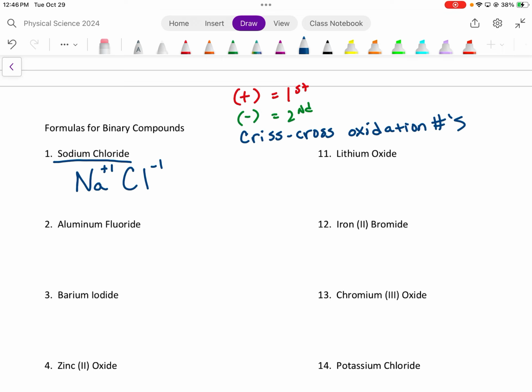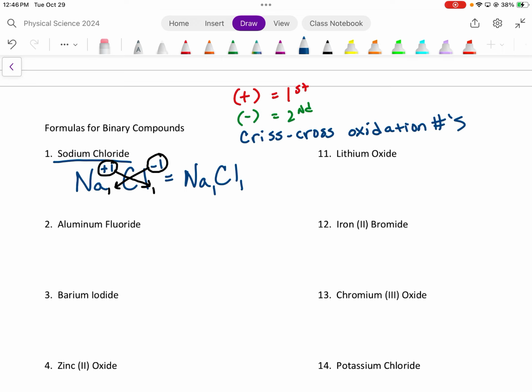So I've done step 1. I wrote the first element, the positive one, and I did step 2. Now I need to do the crisscross. I'm going to take my oxidation numbers here and cross them over there. And I'll take this oxidation number and cross it over there. And so there's my crisscross. So what that looks like then is something like this: NaCl. Notice I took off the oxidation numbers. I don't need those anymore.